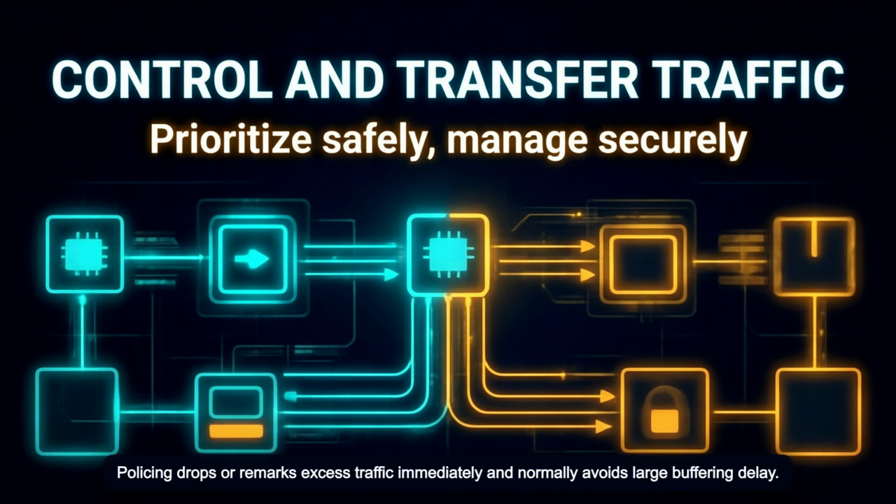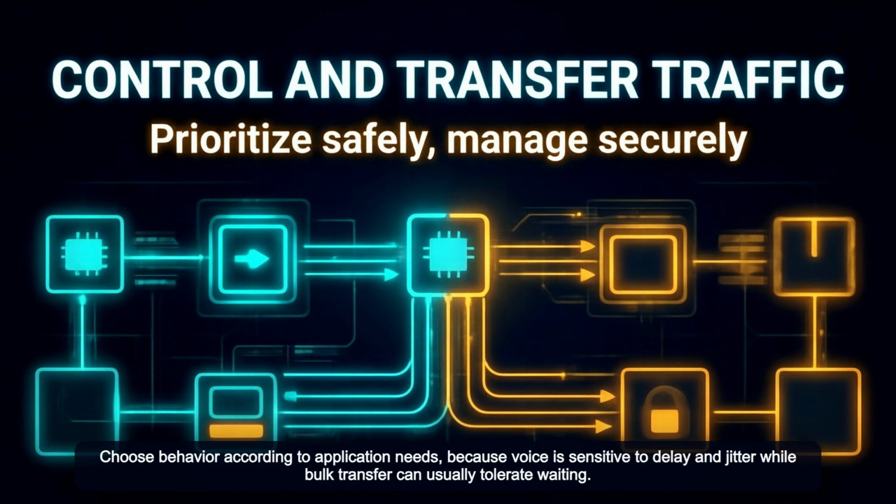Policing drops or remarks excess traffic immediately, and normally avoids large buffering delay. Shaping buffers excess traffic and transmits it later, smoothing the rate at the cost of delay. Remember policing as immediate enforcement and shaping as delayed smoothing. Choose behavior according to application needs, because voice is sensitive to delay and jitter, while bulk transfer can usually tolerate waiting.